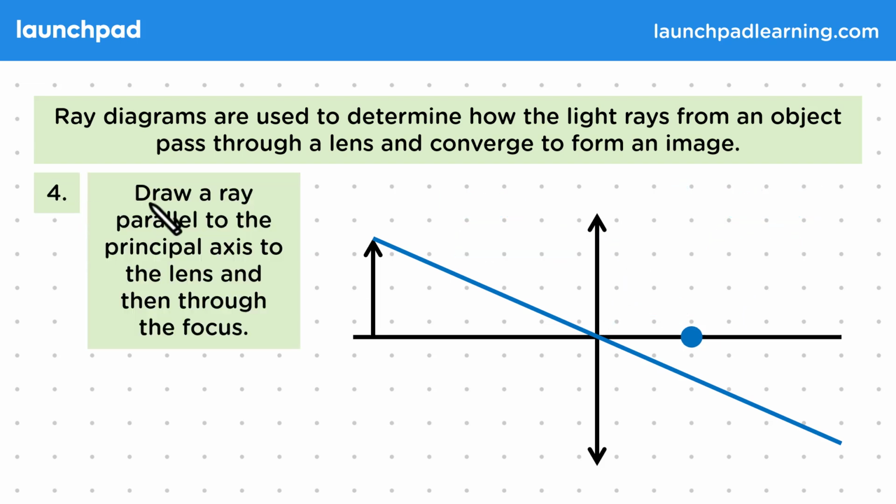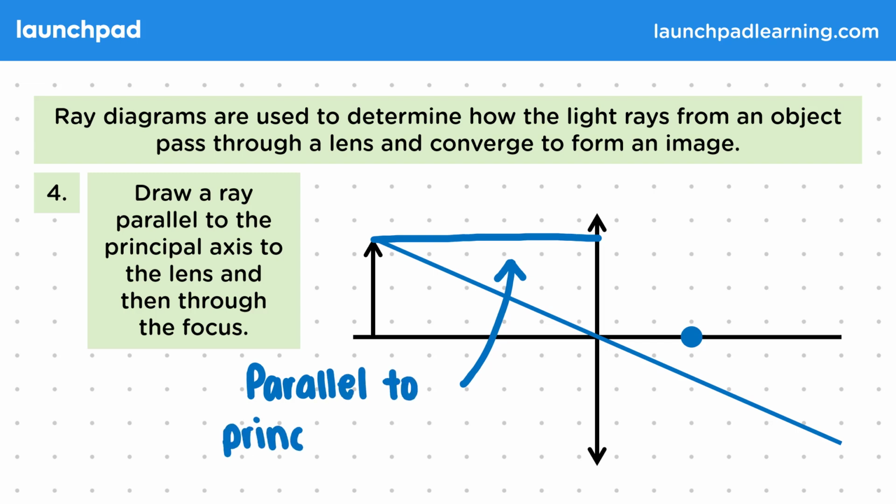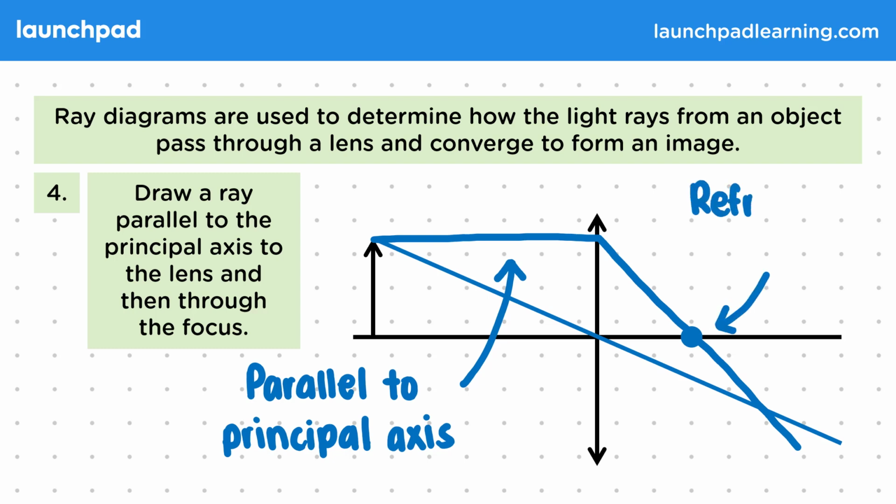Then in step 4, draw a ray parallel to the principal axis to the lens and then through the focus. So if we were to draw a ray like this, which is parallel to the principal axis, then we know it must take this path after passing through the lens. This is because, by definition, any ray that is parallel to the principal axis must refract so it passes through the focus.